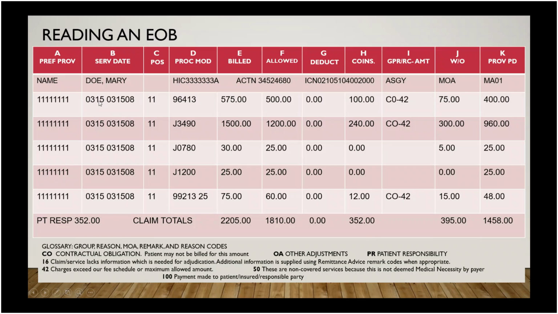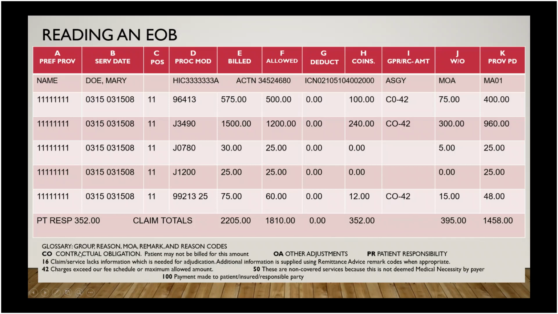So they were seen on 3/15 to 3/15 for all dates of service. It's one provider. The 11 is in the office. And then our procedures and modifiers: 96413, J3490, J0780, J12, and 99213. So what they billed versus what they allowed, and is there any deductible? Is there any coinsurance? And CO 42 is here. CO 42 is on J3490, and CO 42 is on 99213.